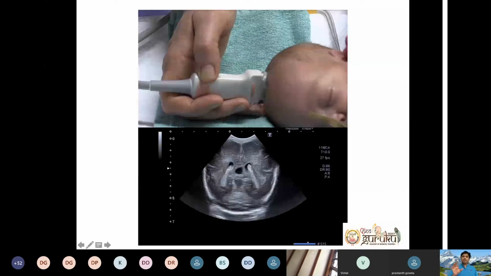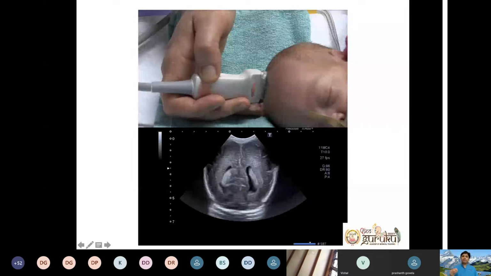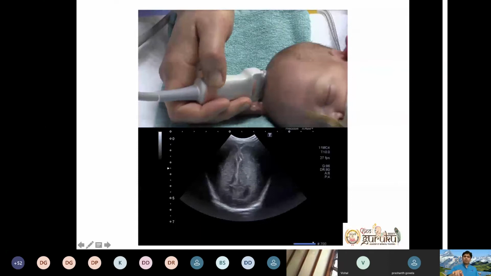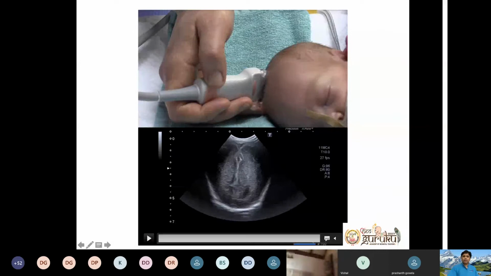When you're adjusting the gain, the near part and the far part gain should be equal. So the posterior most what you're seeing, this is your parietal and occipital lobe. This is your interhemispheric fissure. You can see the gain. You have kept the far and near equally bright, and gently swipe it from anterior to posterior.